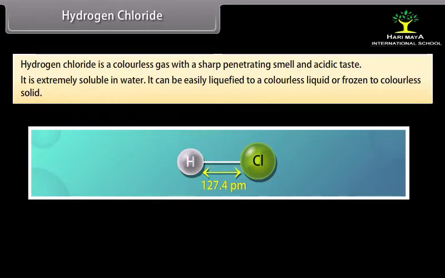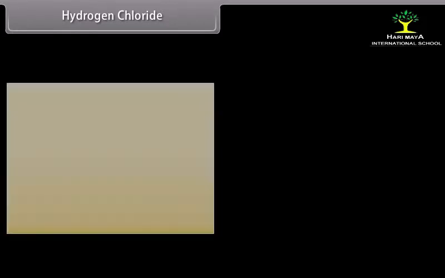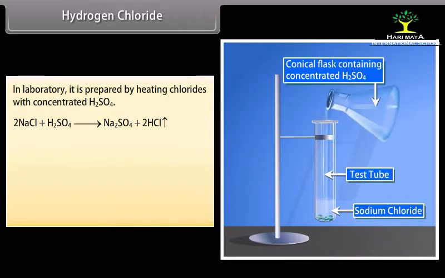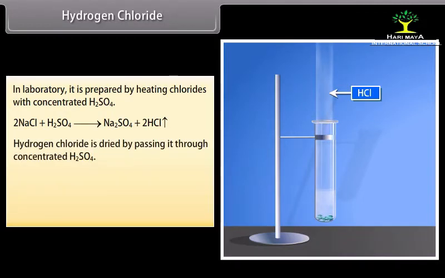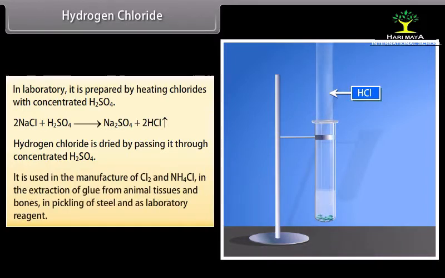It can be easily liquefied to a colorless liquid or frozen to a colorless solid. In laboratory, it is prepared by heating chlorides with concentrated H2SO4. Hydrogen chloride is dried by passing it through concentrated H2SO4. It is used in the manufacture of Cl2 and NH4Cl, in the extraction of glue from animal tissues and bones, in pickling of steel, and as laboratory reagent.